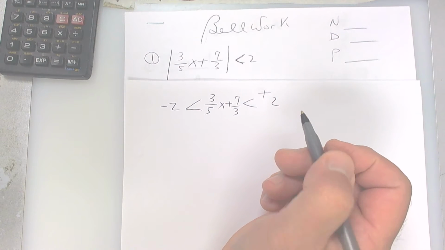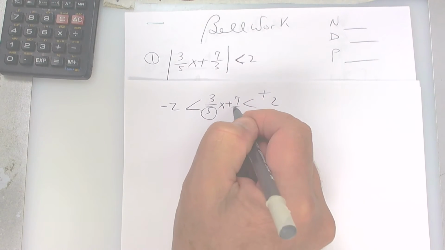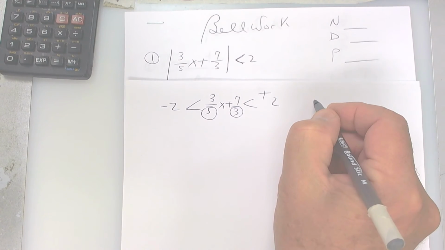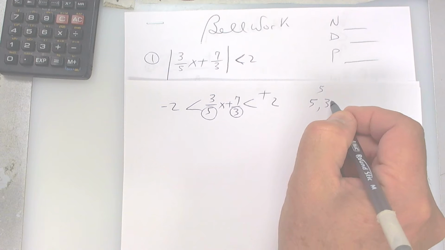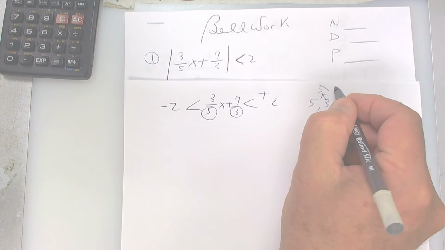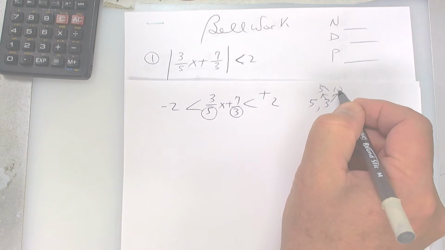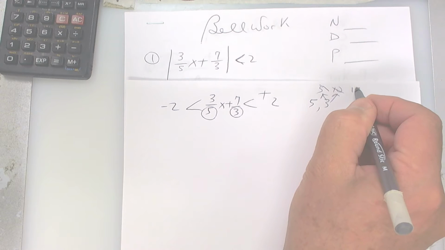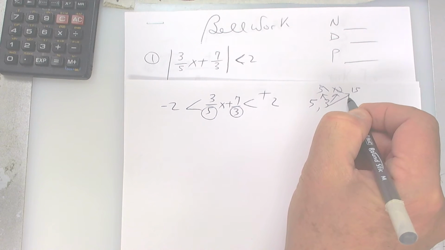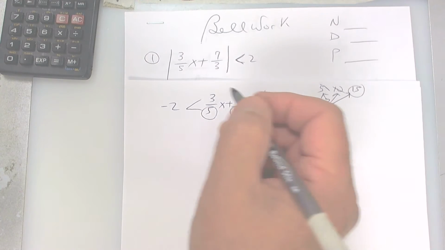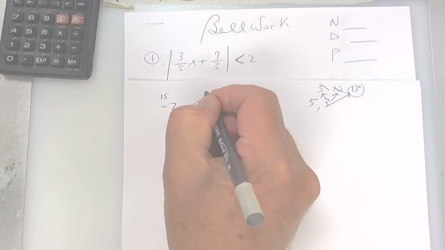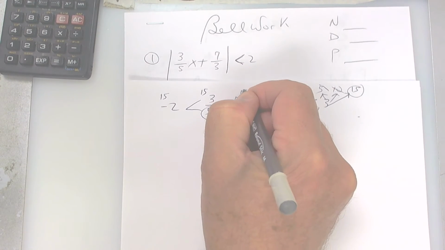Now, I would multiply by the least common denominator. So you take the 5 and the 3, and you take the biggest one. Does 3 go into 5? No. Double it. Does 3 go into 10? No. Triple it. Does 3 go into 15? Yes. That's your least common denominator. So I would multiply everything by 15.